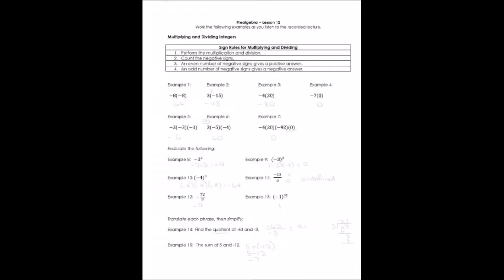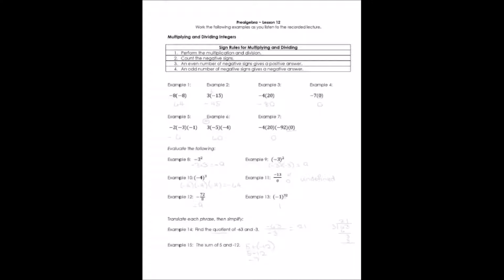For lesson 12, the rest of our sign rules for integers, and this is multiplying and dividing. So we have some brand new rules. Let's look at them. First, you perform the multiplication or the division problem, and then you count the number of negative signs that are in your problem. If you have an even number of negative signs, that's a positive answer. If you have an odd number of negatives, that's a negative answer.